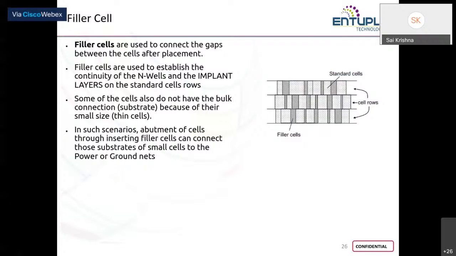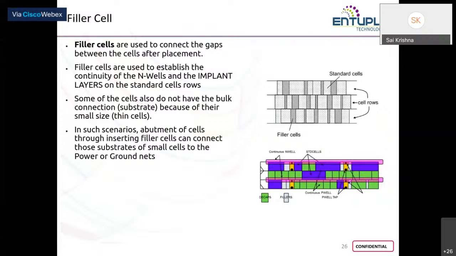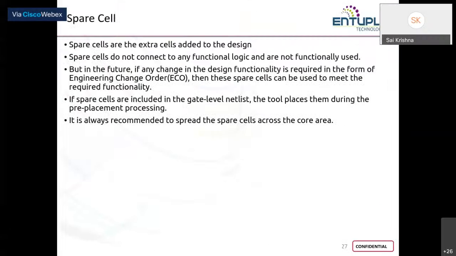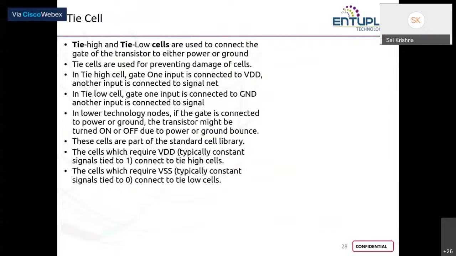And then comes the filler cells, and these are used to fill in the gaps. And then your spare cells, as I said, they're just used as a backup. And the last one is your tie cell.